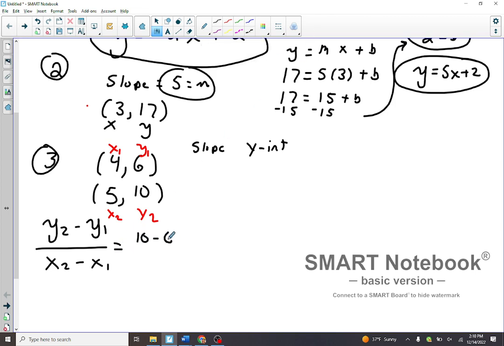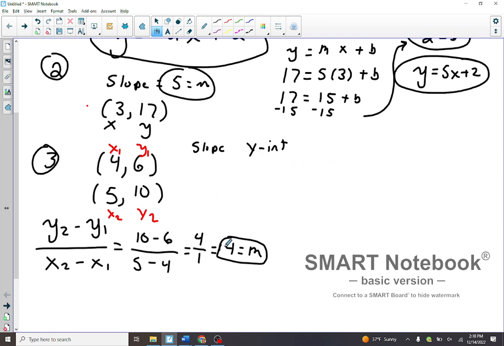10 minus 6 over 5 minus 4. 10 minus 6 is 4 over 5 minus 4 is 1. We could simplify that to a nice clean 4. So 4 is my m. But wouldn't slope just be 4? You could if we're graphing it. Since we're going to just do math with it, it's nicer to put it just 4.